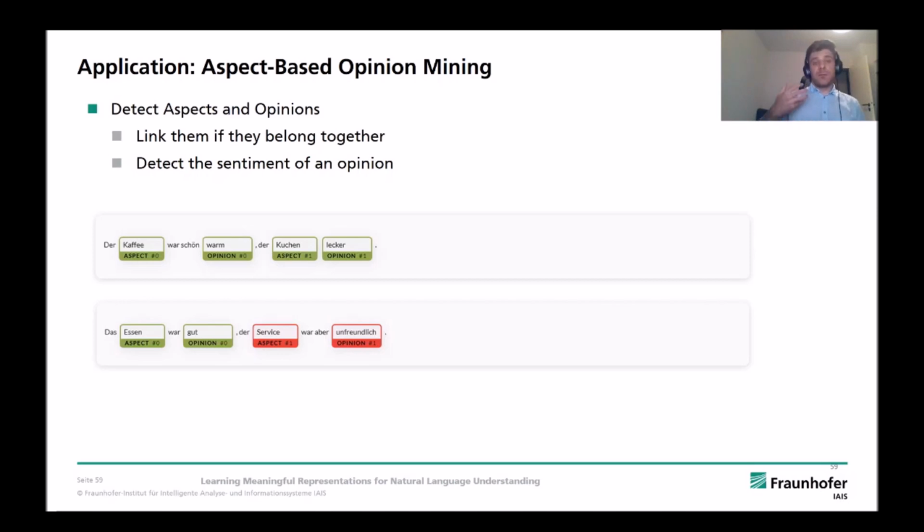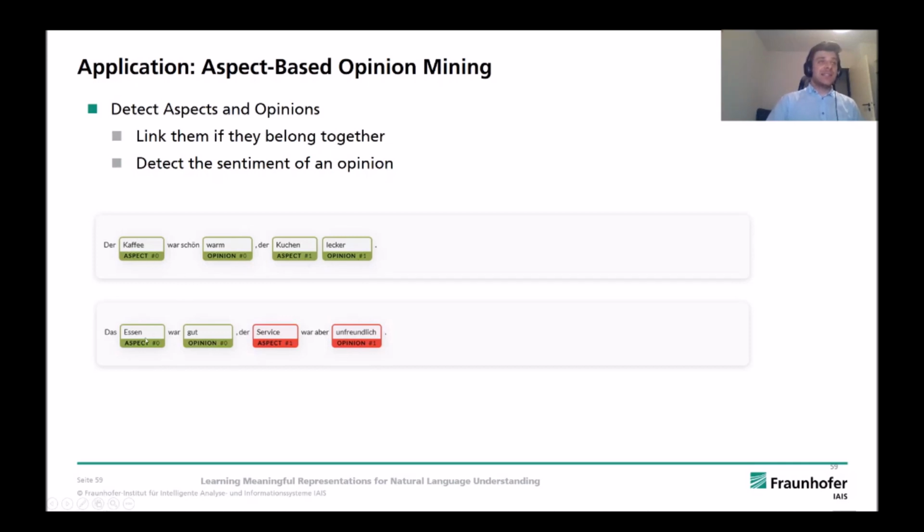BERT can be used for multiple applications, and 2 things which we have in our NLU showroom, which rely on BERT models, are the aspect-based opinion mining demo, which detects in sentences such as "the coffee was warm and the cake was tasty" which aspects of a restaurant we're talking about, in this case the coffee and the cake, and what our opinion is about this. And as you can see here, this is highlighted in green, so this is a positive sentiment, and opinion 0 is linked to aspect 0, and opinion 1 is linked to aspect 1.